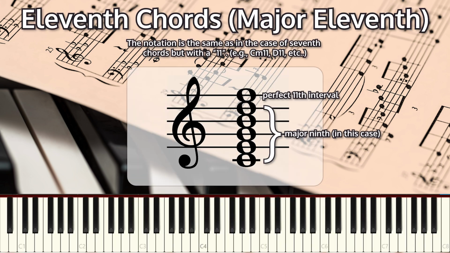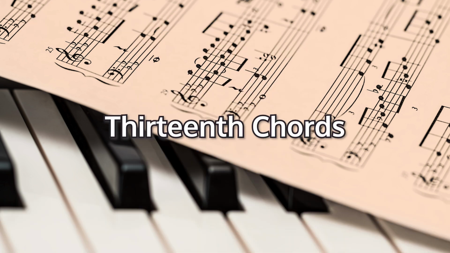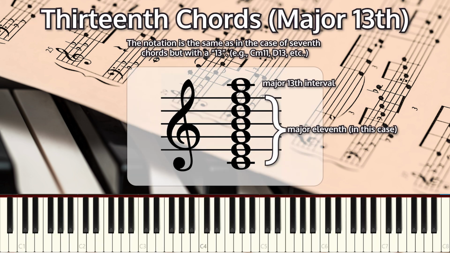In 11th chords, we add the perfect 11th interval to a ninth chord. The perfect 11th interval consists of a perfect octave plus a perfect fourth. In 13th chords, we add the major 13th interval to the 11th chord. The 13th interval is a combination of a perfect octave and a major sixth.